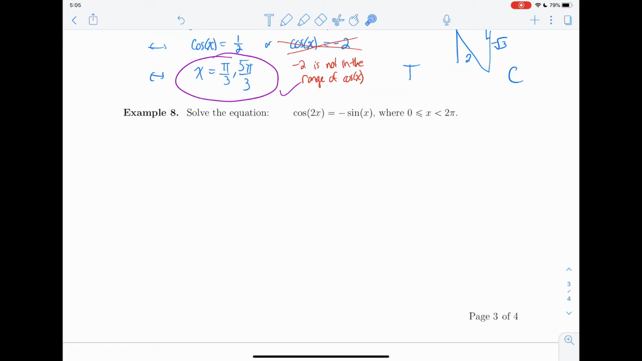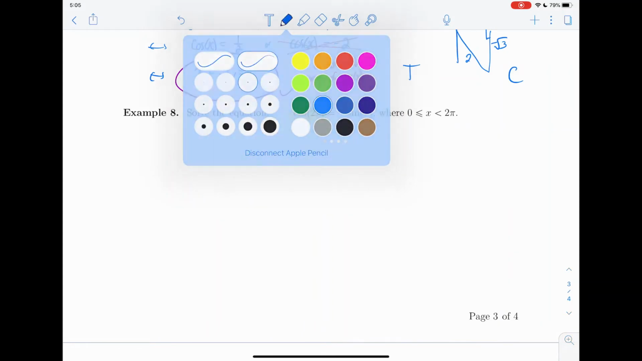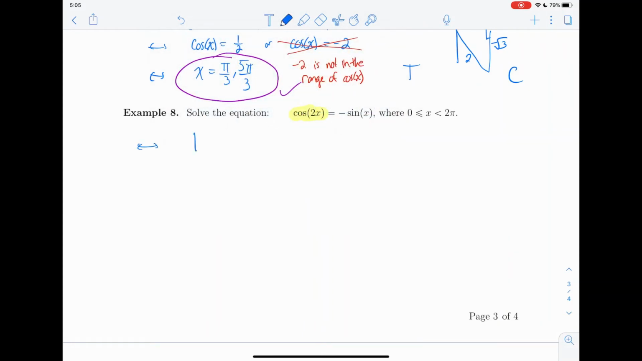We're going to voluntarily choose to use the one that's related to sine, since that's the other trig function that's here. So what I'm going to do is replace cosine 2x with 1 minus 2 sine squared x. Those identifications are the same based on the double angle formula for cosine 2x. And apparently that's equal to negative sine x.